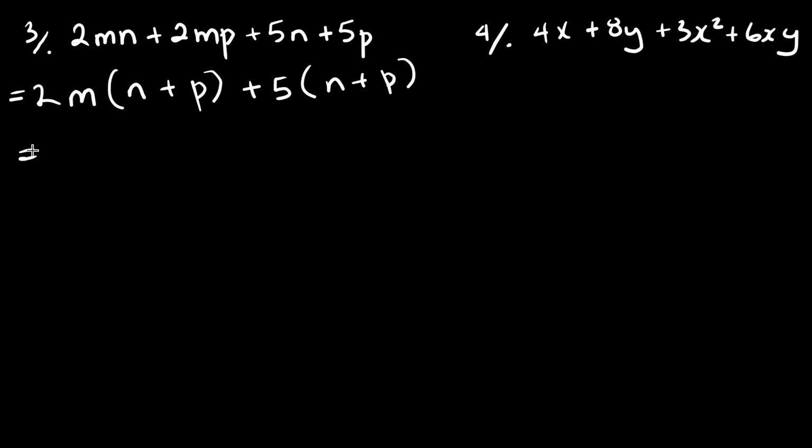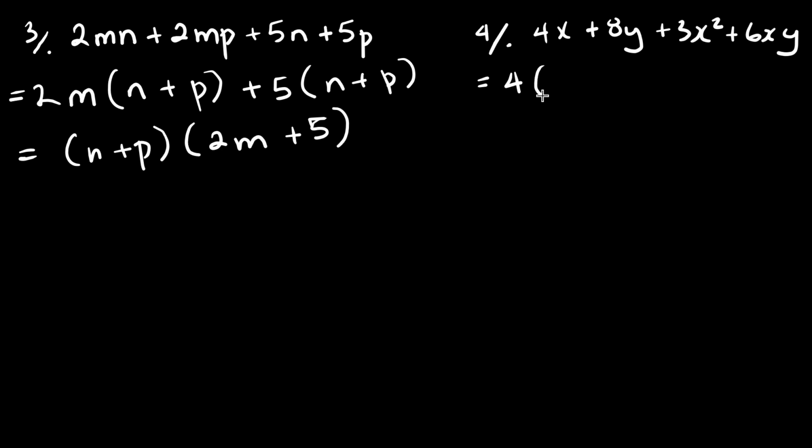And we can complete the factorization by pulling out the common term to both these expressions. We'll end up with n plus p times 2m plus 5. And we should be good. That factorization is perfect, right? Let's finish off on this side. What's common here is going to be 4 for these two terms without rearranging. And what's left is x plus 2y, all right?